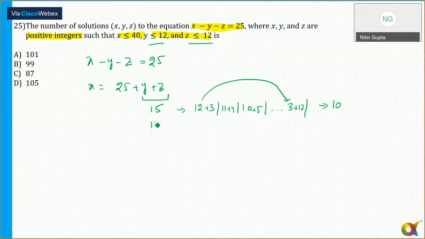Now, y plus z is equal to 14, but the maximum value of y can be 12. So I can have 12 plus 2, 11 plus 3, and so on till 2 plus 12. So there will be a total of 11 solutions.